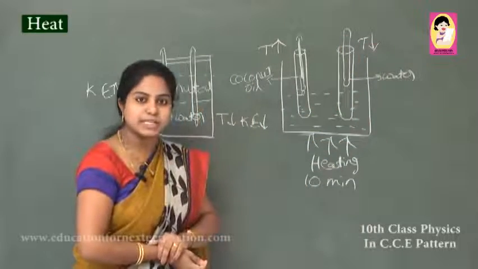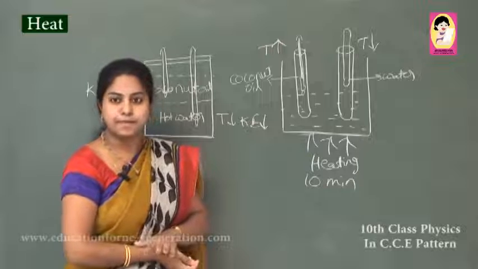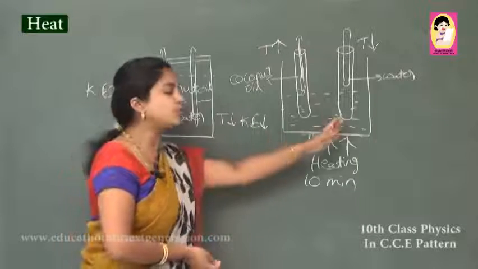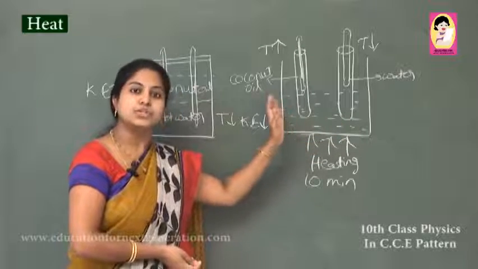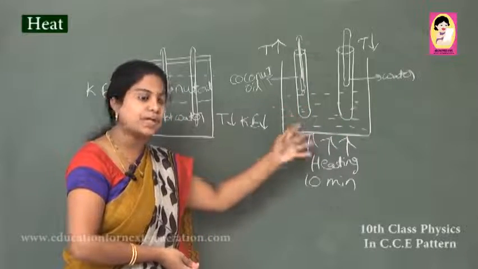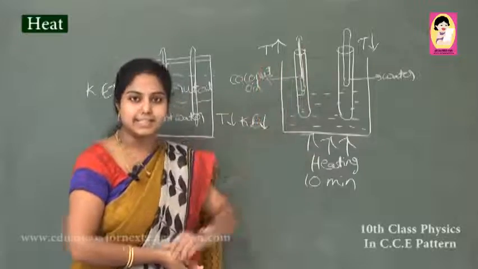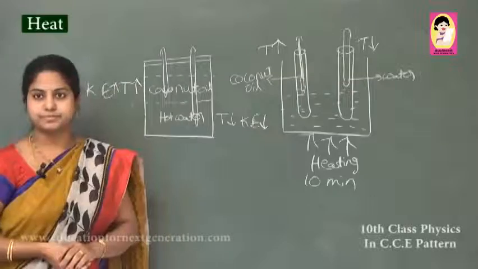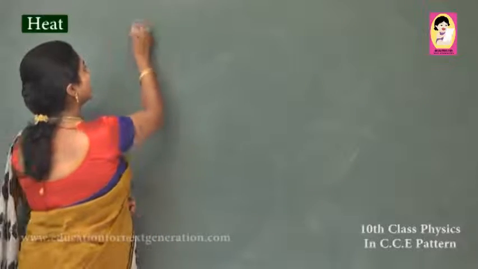So why? Because the rate of increase of temperature depends on the nature of the substance. We are using two different substances here. Depending upon their nature only, they absorb the heat. So that is proved by this experiment. So next one is specific heat.